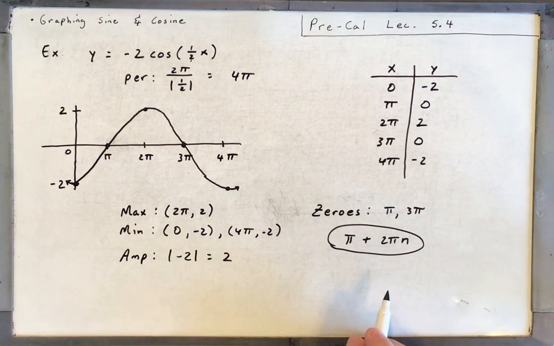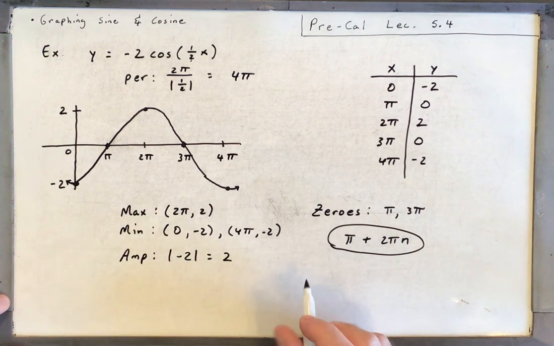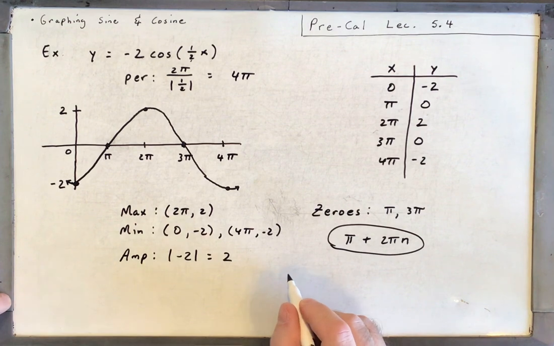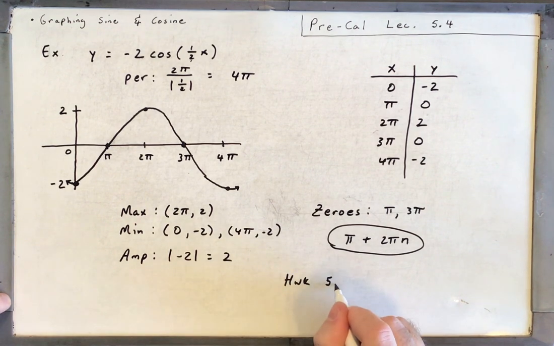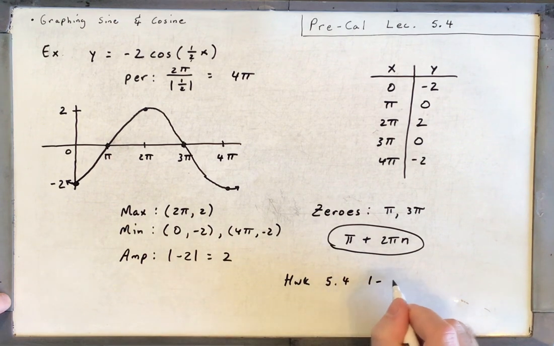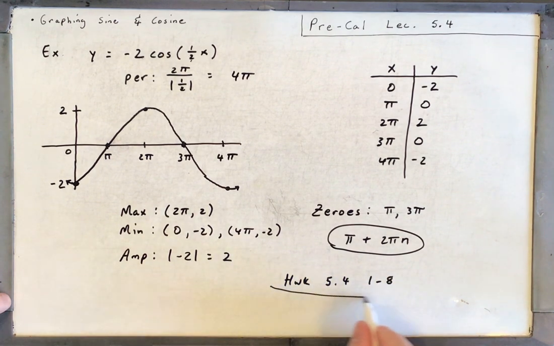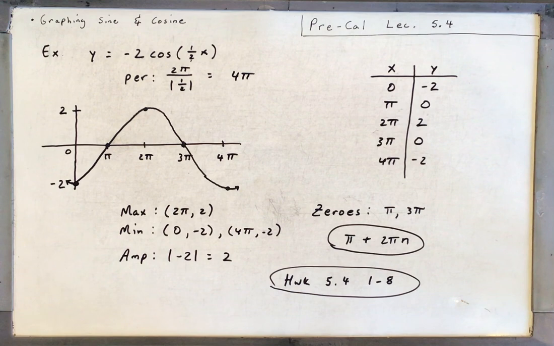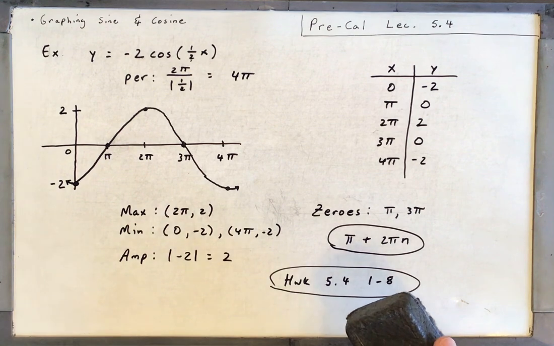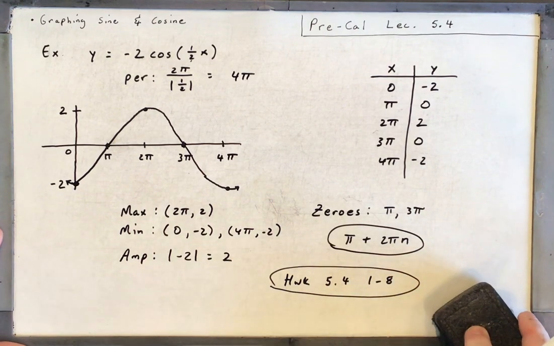All right, so right now what you're capable of doing would be homework 5.4. You can do 1 through 8. I'm going to continue this video going, but you could stop right here and do 1 through 8 if you want. So let's go ahead and turn to page 3 of your notes, and we'll finish this up real quick.